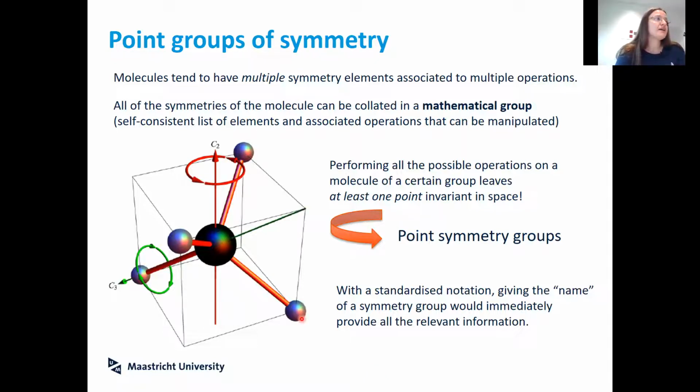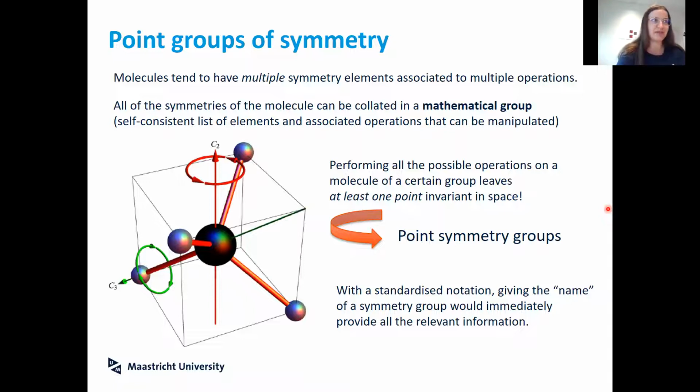Now, do we always have to list them constantly? Is every molecule unique, every molecule a new business? No, not really, because all the symmetry elements that relate to an object and can be found in an object can be collated in a mathematical group. So all these elements will be self-consistent, and the operations can be manipulated through the group. This is a very powerful thing. Group theory is a mathematical topic in itself.